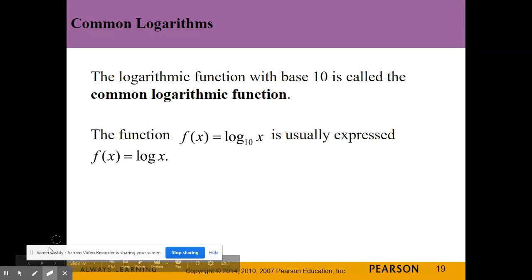The logarithmic function with base 10 is called the common log. So if you look on your calculator and you see a log button, it's considered the common log, and the 10 is implied. So the function f of x is equal to log base 10 of x is usually expressed just log of x. So in that case, the 10 is implied.